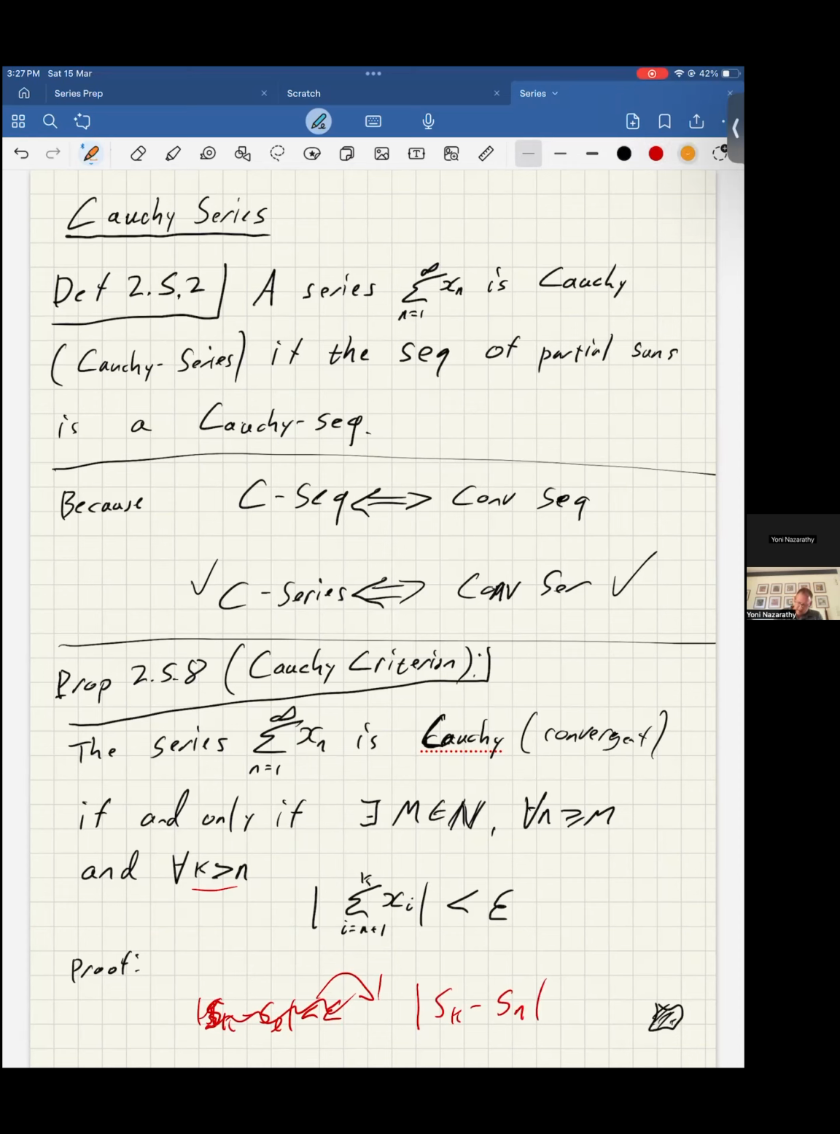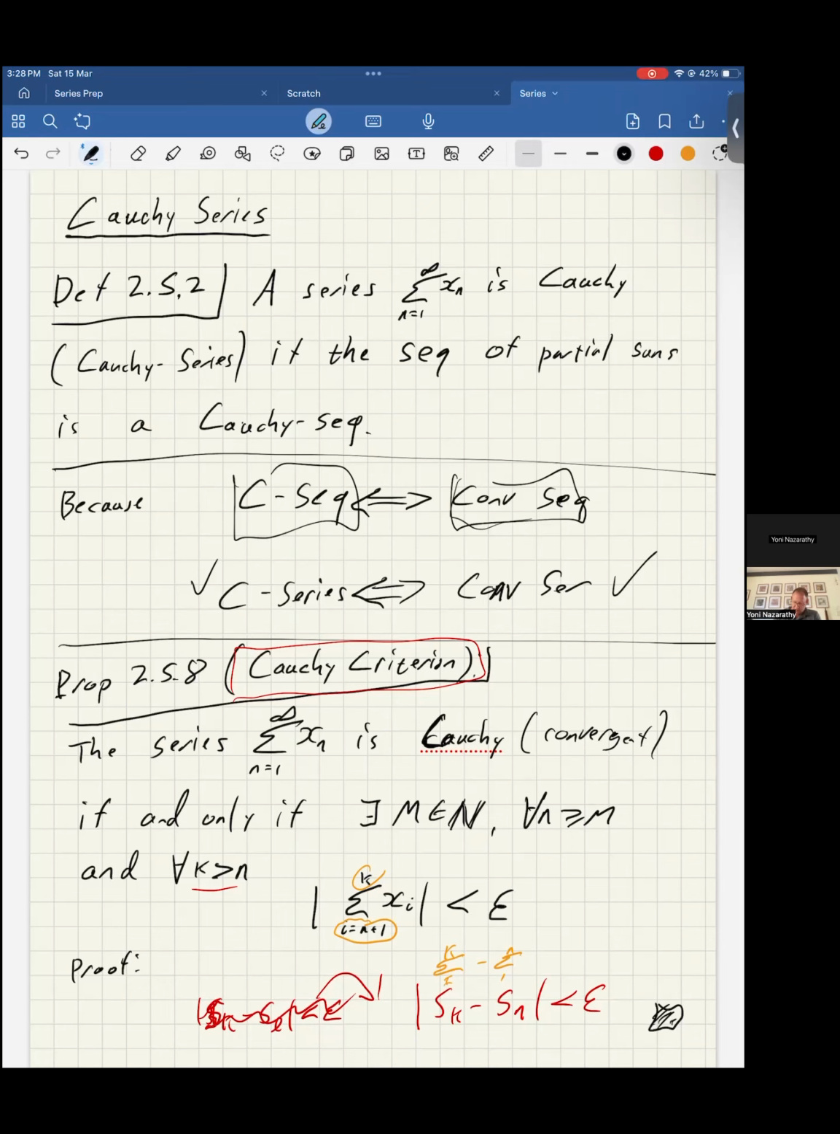Now this guy is a summation from 1 to k. This guy is a summation from 1 to n. What we're left with, if we do the subtraction, is a summation from n plus 1 to k, less than epsilon. Okay, so the Cauchy criterion, this proposition, is nothing but an adaptation of the definition of a Cauchy sequence, but it also uses the fact that Cauchy sequences are convergent, and convergent sequences are Cauchy sequences.